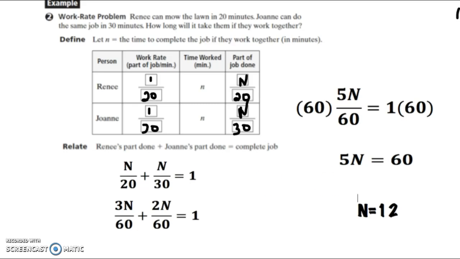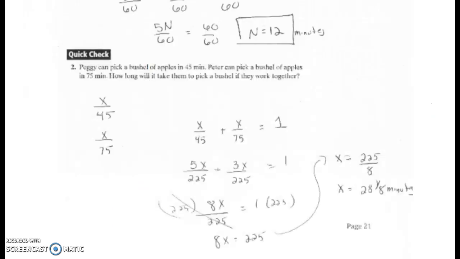Go ahead and try the next example and start back the video when you have an answer. So Peggy and Peter can pick a bushel of apples in 28.5 minutes. Go ahead and check your work and mine and let me know if you have any questions.